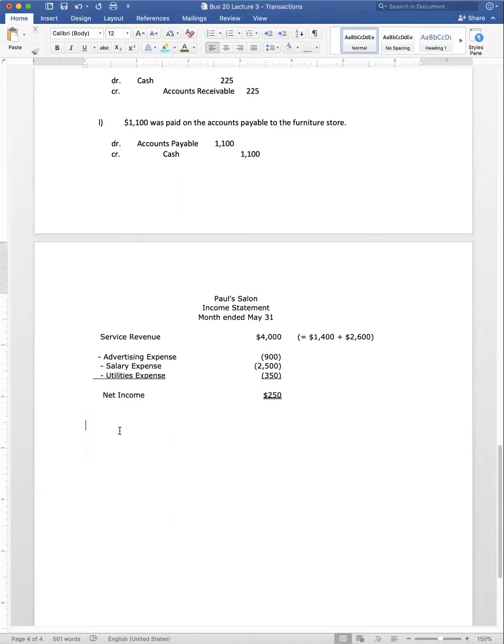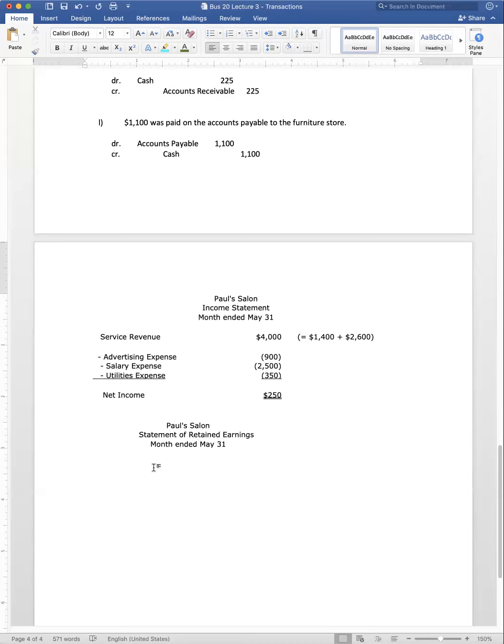Okay. Now, our next statement that we're going to prepare is the statement of retained earnings. So, like the income statement, like all financial statements, it needs a title. So we have Paul Salon, we have a statement of retained earnings, that's the name of the statement. And again, the statement of retained earnings is over a period of time. So we have to say that it's for the month and then specify which month. The month ended May 31st.